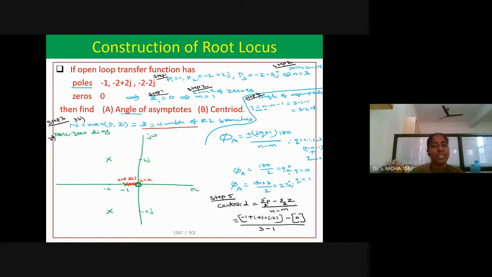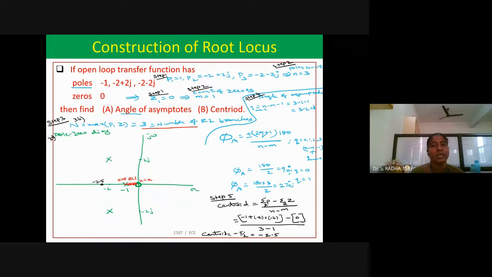Sum of poles minus sum of zeros, you have to take only the real part. On simplification, we have -5 divided by 2, which is -2.5. The centroid value is -2.5. Here I am marking -2.5.